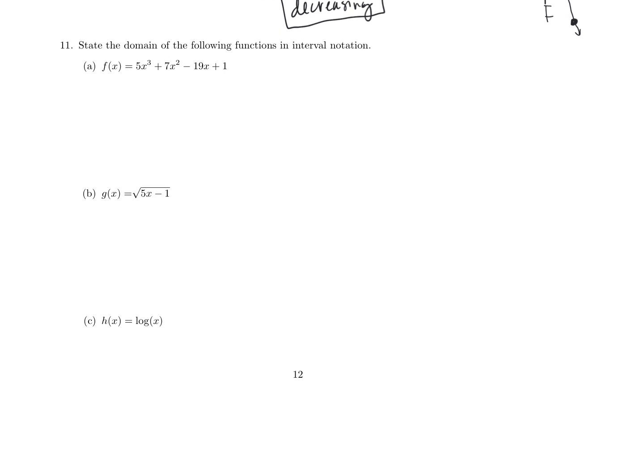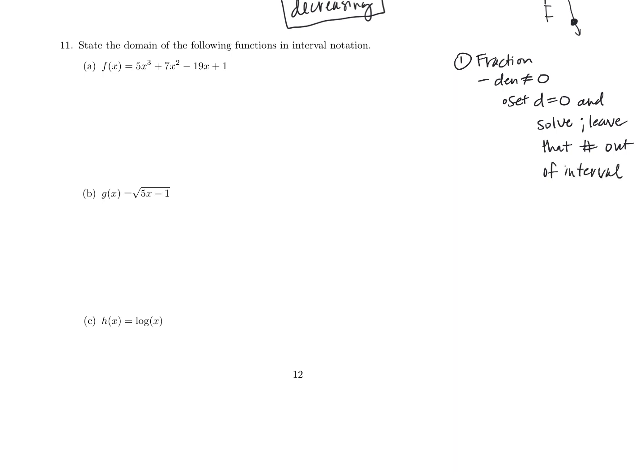Number 11. State the domain of the following functions in interval notation. So we have learned a few functions that we have to restrict the domain on, that there are exceptions for the domain. So one was a fraction. If we saw a fraction, we knew that the denominator cannot be 0. So that means you set the denominator equal to 0 and solve. Leave that number out of your interval notation.